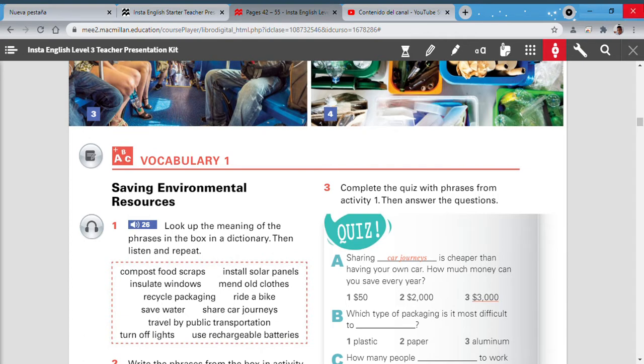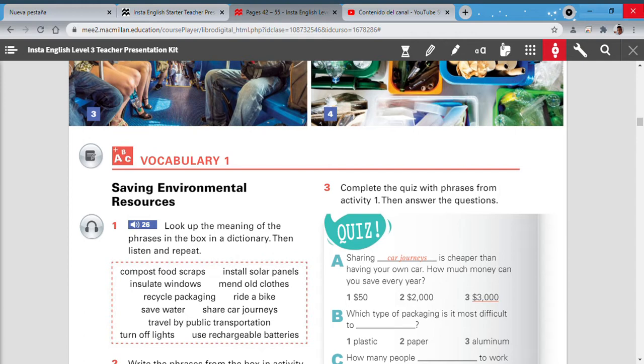So, in this case, the idea is to practice this vocabulary so you can do it by yourself. Ustedes lo pueden hacer por ustedes mismos.